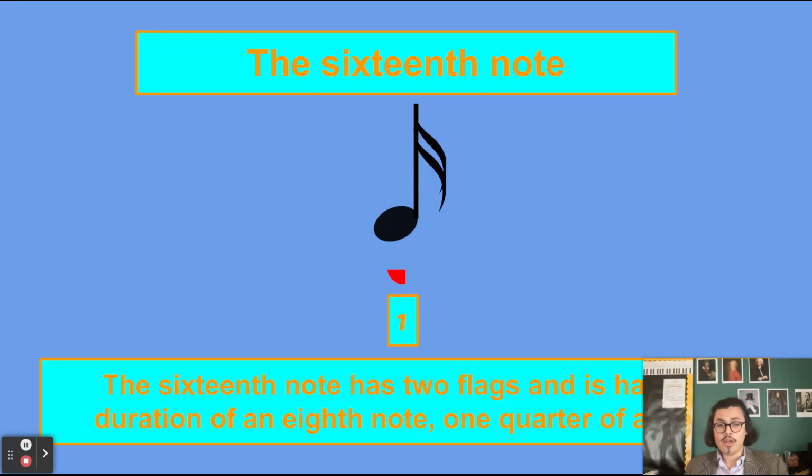The 16th note has two flags and is half the duration of an eighth note, one quarter of a beat. Yeah, so it's much faster. It's twice as fast as the eighth note. So for each eighth note, you're going to have two 16th notes, which means that for each beat or each quarter note, you're going to have four of these little guys, these 16th notes.